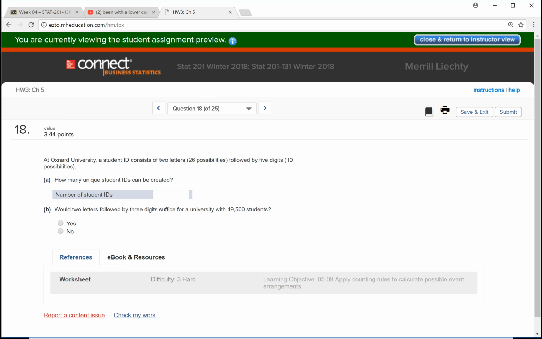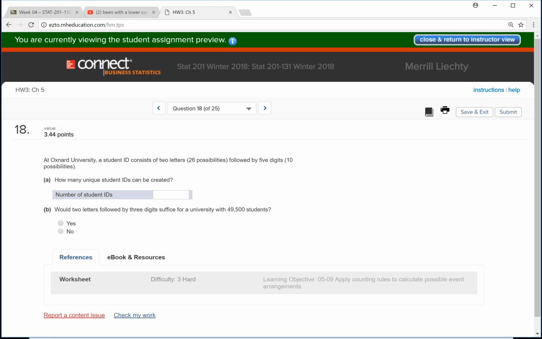318. All right, so we have 2 letters followed by how many numbers? 5. 1, 2, 3, 4, 5. All right. Any other information we need to know here? Yeah, so it doesn't say anything about the digits not being able to repeat, or you can't have 0 0 0 0 0 or anything like that.